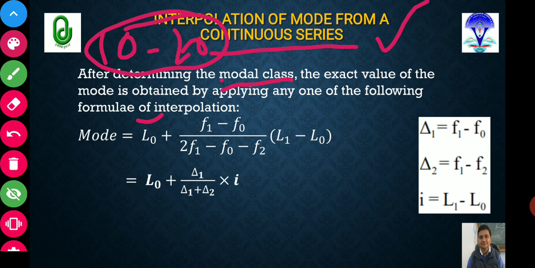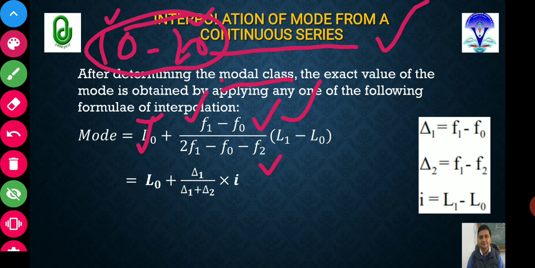So what is this L0? L0 is the lower limit of the model class. L1 is the upper limit of the model class. Lower limit is 10, upper limit is 20. F1 is the frequency of the model class. F0 is the frequency of the class preceding model class, that means the class before model class. And F2 is the frequency of class succeeding model class, that means after model class.